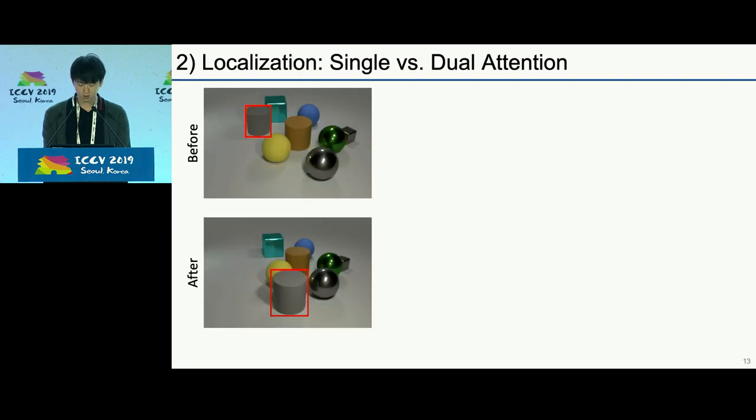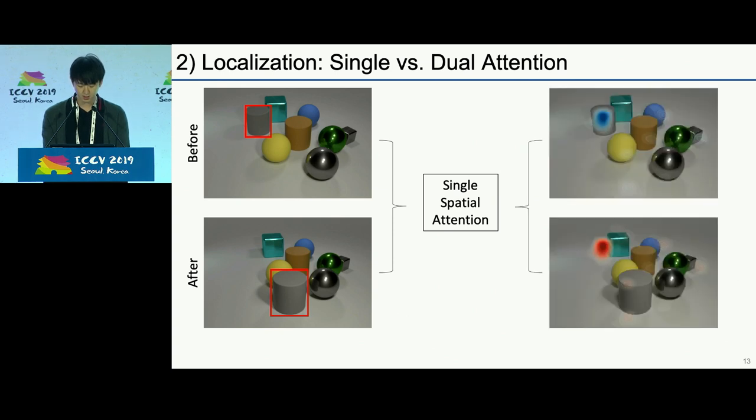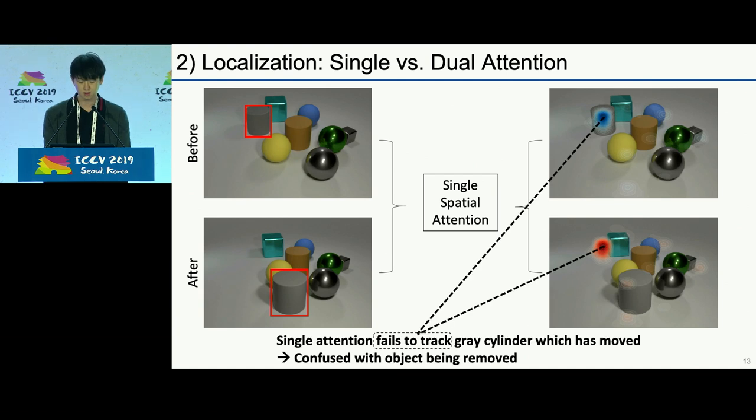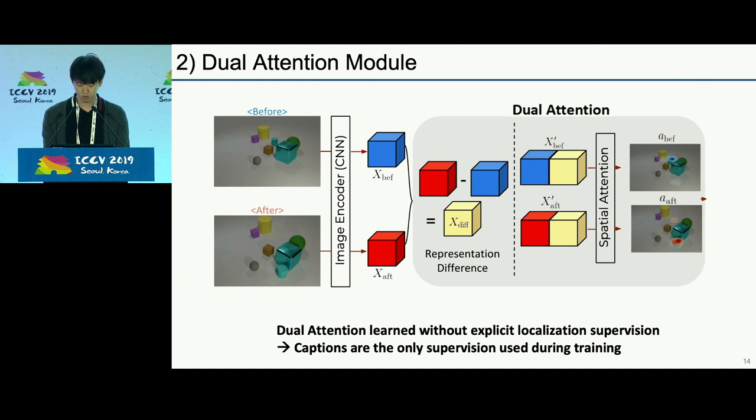Second, with regards to localization, we rely on some type of spatial attention. However, there is a problem when we only learn to generate a single attention map. In this example, we see that a single attention map applied to both images will fail to track the gray cylinder that has moved. In light of this, we propose a dual attention module where we learn to generate two different spatial attentions that are separately applied to before and after images. Note that the dual attention is learned in a weakly supervised manner using only the captions, not the localization annotations.